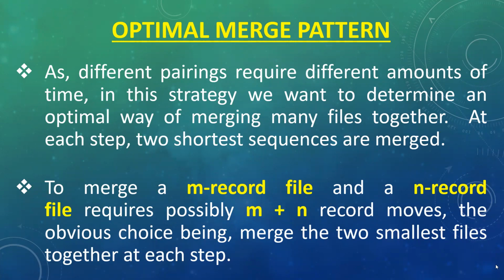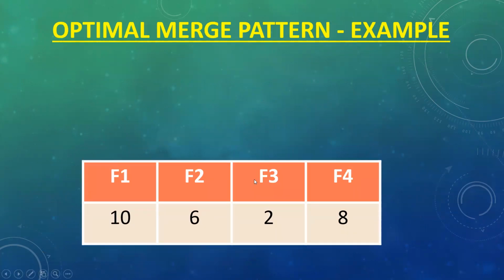So the smallest files are merged together, and in each and every phase we will be taking the next shortest files to merge. So here, let's take one problem. Four files are there and these are the records.